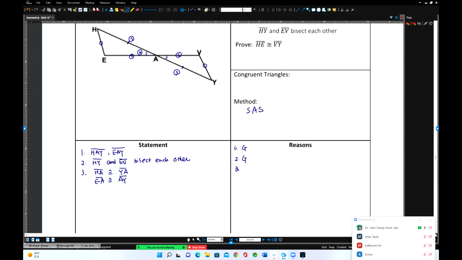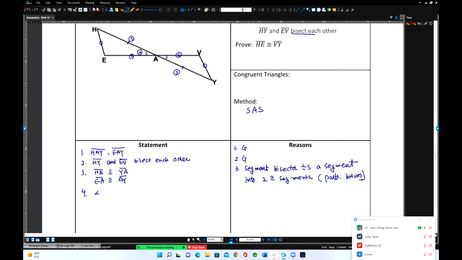The reason is what there? Segment bisector, okay? Divide a segment into two congruent segments, or two congruent parts is okay. But sometimes they use just two congruent halves. Okay, now we got the 2 over here, right? In this column, 2. The next one is the vertical angle is congruent.